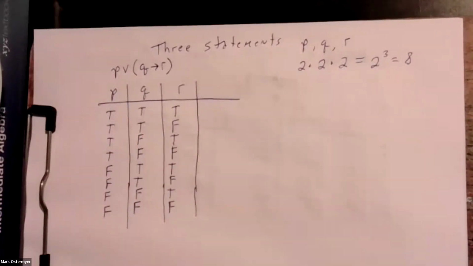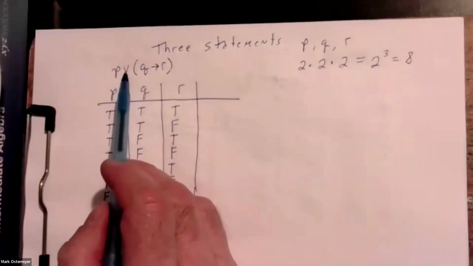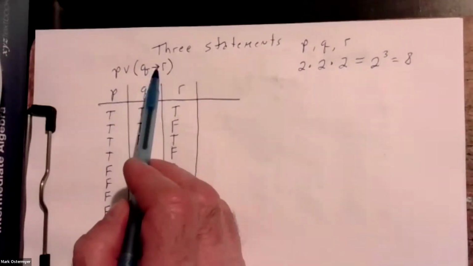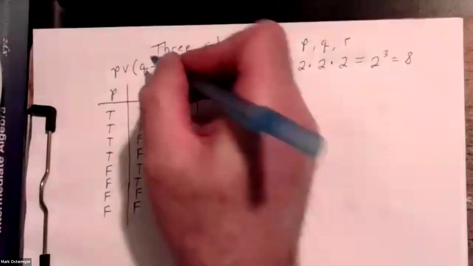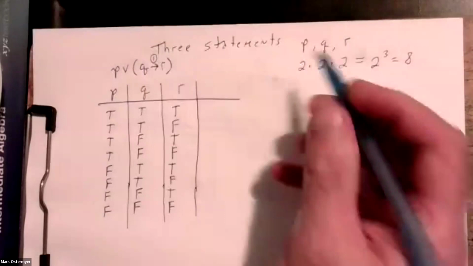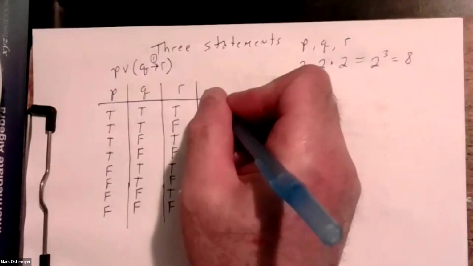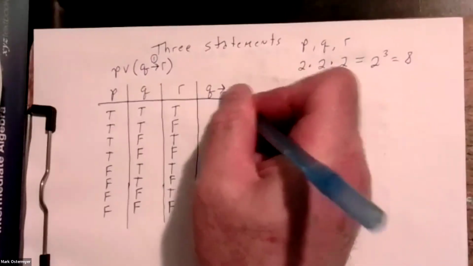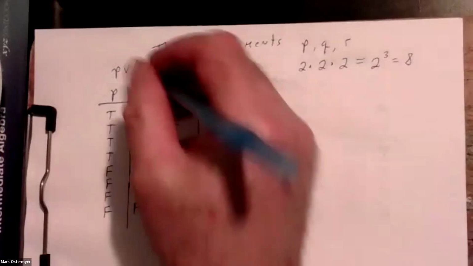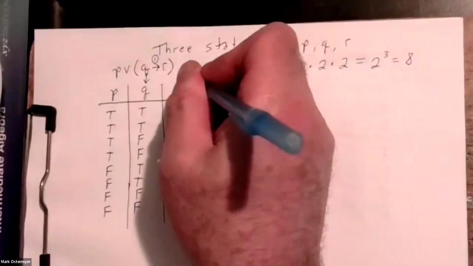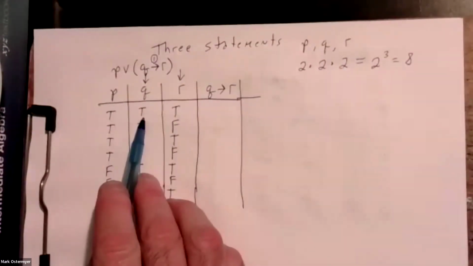I have a question for you. What are we going to deal with first? Do we deal with the disjunction or the if-then? The if-then. We're inside the parentheses. We do the if-then first. This requires the number one precedence for this problem. So my next column is going to be the if Q then R column. That's my next column in my truth table. All right, so I'm concerned with what columns? The Q and the R. So here we go.